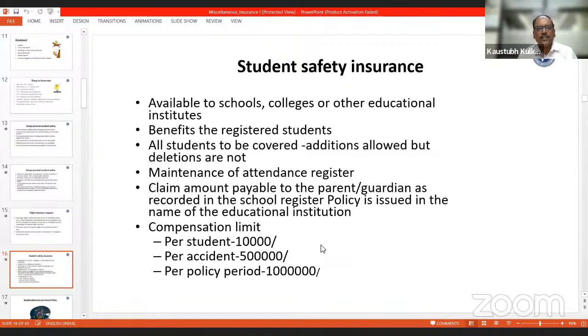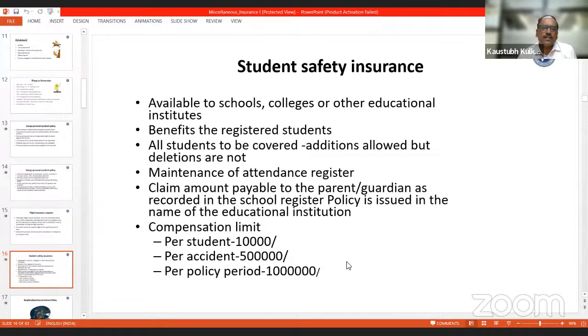They cannot differentiate or bifurcate, saying they want the coverage only for primary school children and that for secondary and higher secondary they don't want any coverage. This bifurcation or choice is not allowed in case of student safety insurance. So all students are to be covered. Additions are allowed, but deletions are not. The additional premium is always taken, but in case of deletions, refunds are not allowed. If the deletion is there, the insurance company may delete the student, but the refunds are not allowed.